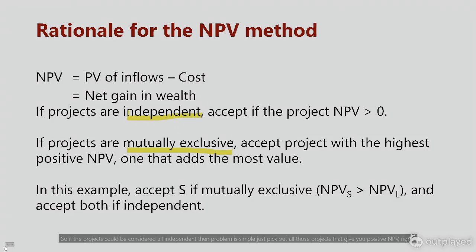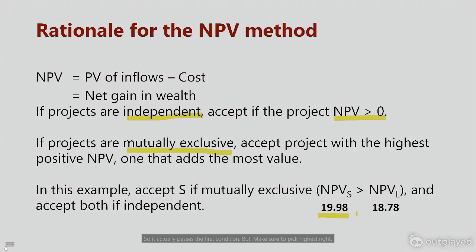So if the projects could be considered all independent, then the problem is simple. Just pick out all those projects that give you positive NPV, right? But if they are mutually exclusive, for example, for this one, these two projects both give you positive NPV. So it actually passes the first condition, but make sure to pick the highest, right? So in this case, we should pick NPV S over NPV L.